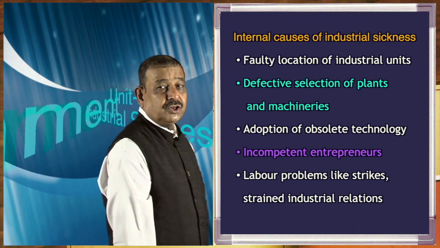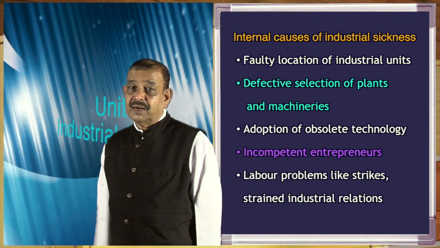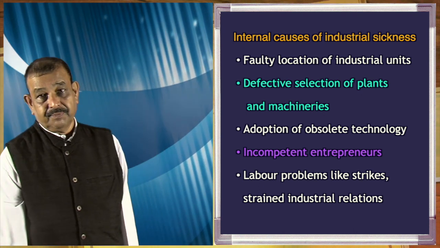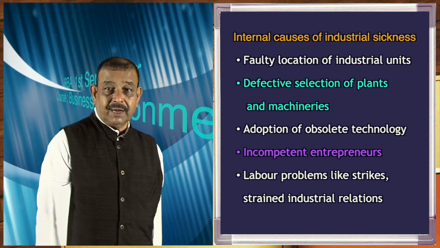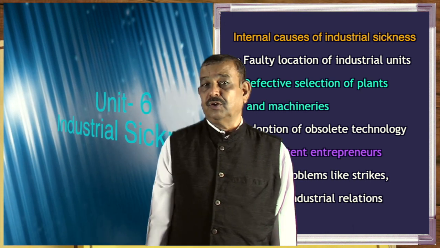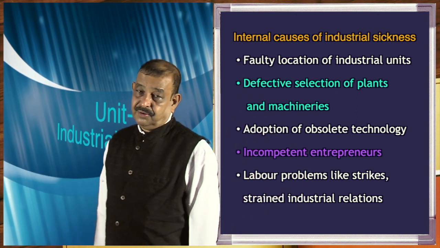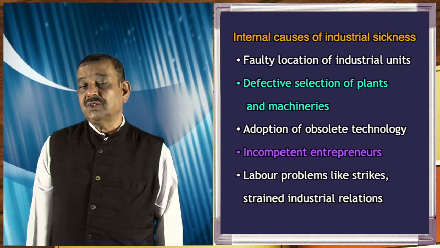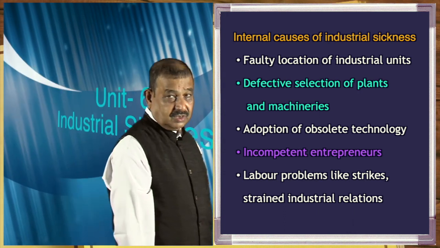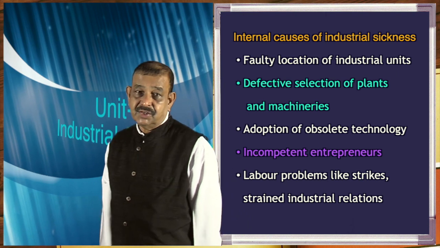Say, faulty location of industrial units. An industry requires supply of raw materials, supply of machineries, equipment. It has to be close to the market and close to the suppliers. Suppose the location is not conducive. Many times the government tries to promote industries in the industrially backward areas, and they give certain schemes also, such as raw material subsidy, capital subsidy, etc.